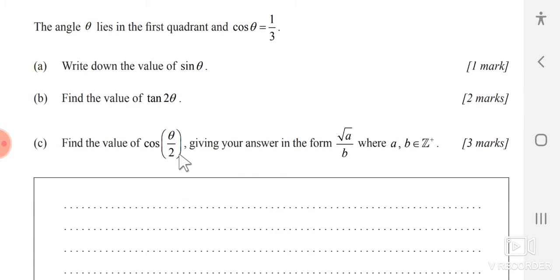Now next question is cos theta over 2. Now you can simply split cos theta by writing cos theta is equal to cos of theta over 2 plus theta over 2. So you will have 2 cos square theta over 2 minus 1. You already have the value of cos theta, and from there you can get the value of cos theta over 2, right?